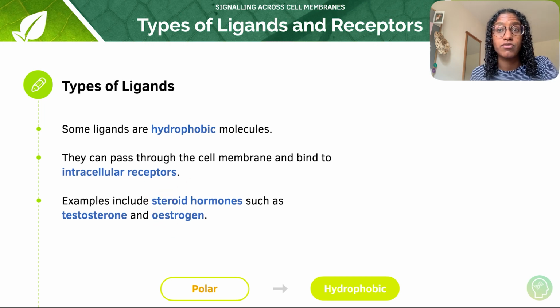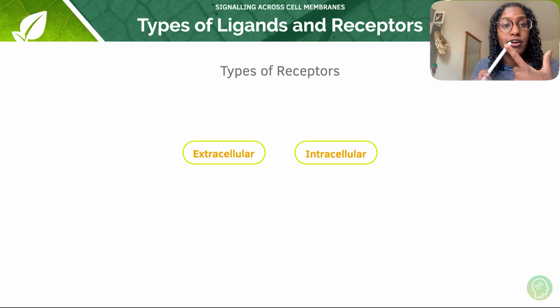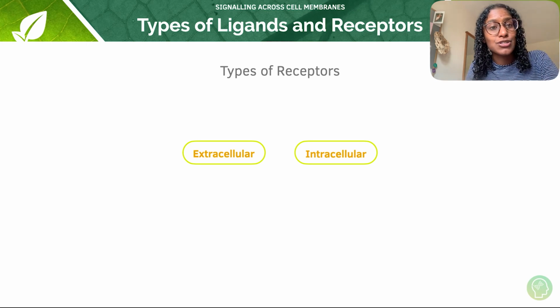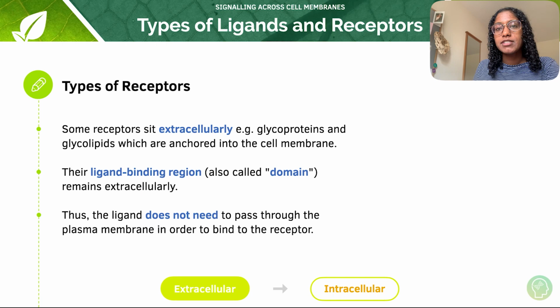So those are examples of our hydrophobic ligands. Now, we said there were 2 types of ligands, polar, number 1, and number 2, hydrophobic. So in the same way, there are 2 types of receptors. There's an extracellular receptor or intracellular receptors. So some receptors sit extracellularly, which means on the outside of the membrane, such as glycoproteins and glycolipids, and they're anchored into the cell membrane.